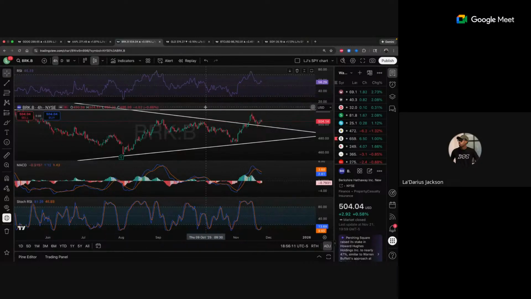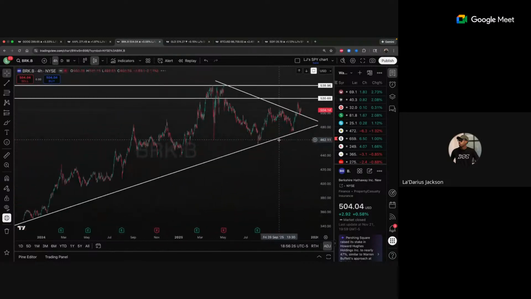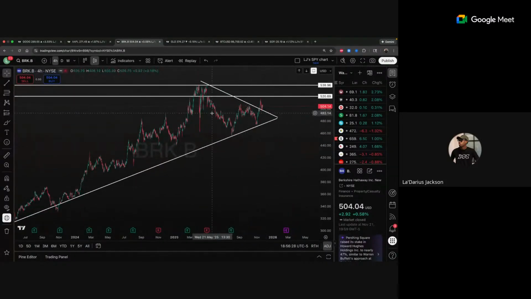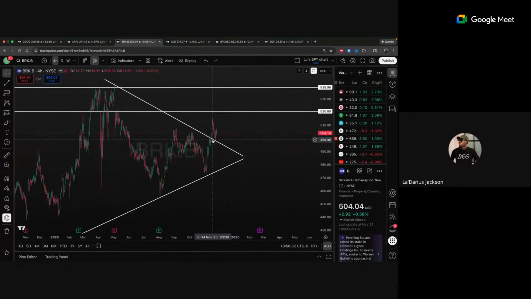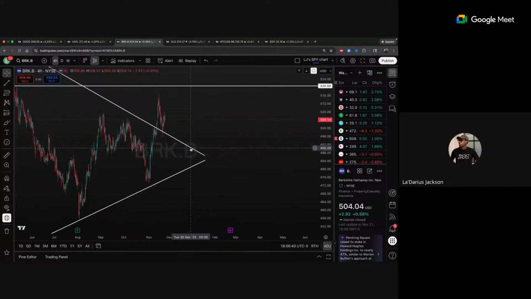We're at 6:56. All right, so this is Berkshire. If you've been in the Discord, you know I've been buying Berkshire. I also liked Berkshire when it was in the 480s. So right now, Berkshire B shares, we're playing a wedge. Berkshire has been forming this wedge pattern. It did break out of our wedge back on November 11th, and it broke all the way up to about 516 before coming down to test that diagonal and move back up.